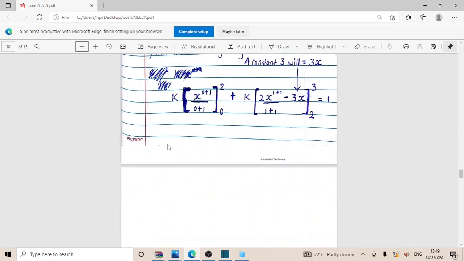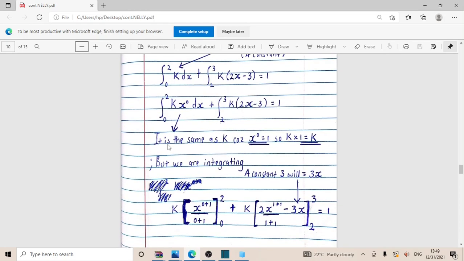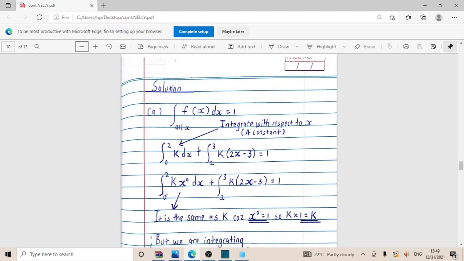substituting in. Now let us focus on this first one here. On the first one, I'm having a lower limit of 0 and an upper limit of 2. So k is going to be the same as saying k times x to the power 0, because x to the power 0 is going to be equal to 1. So our k times 1 will be equal to k.